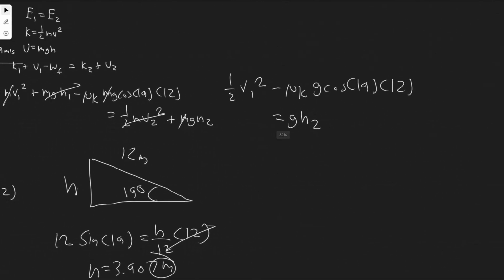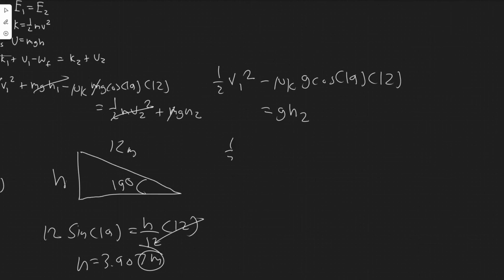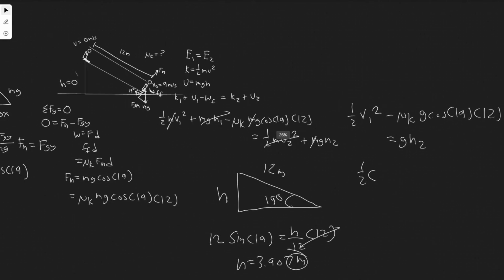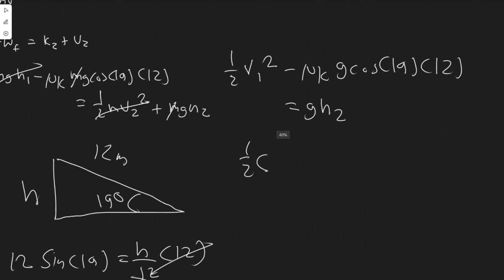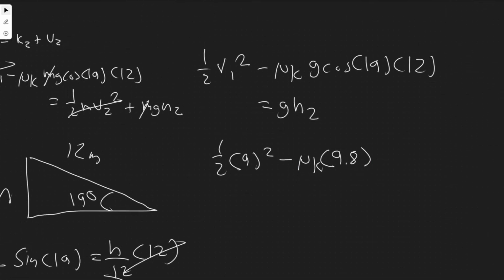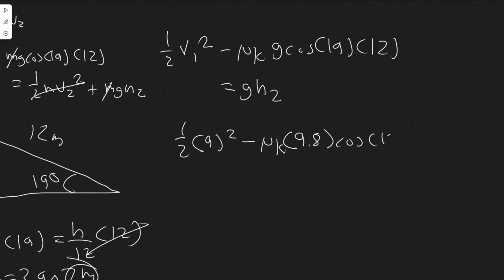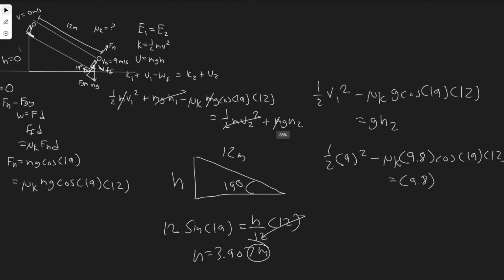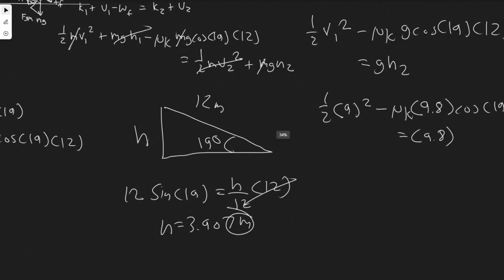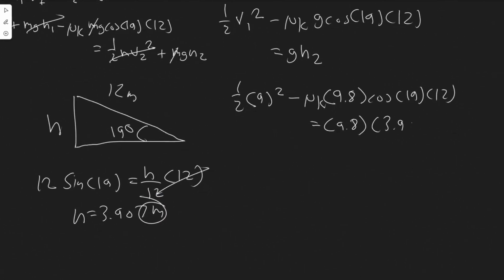So now I'm just going to plug in the values. So 1/2 times v1, the initial velocity is 9, 1/2 9 squared minus mu sub k, which is what we solve for, times g, acceleration due to gravity. This is just a constant, 9.8 meters per second squared, times cosine of 19 times 12 is equal to g, which is 9.8, and then multiplying by h2, which is the height we end at, which we just solved for right here. So 3.907 meters.